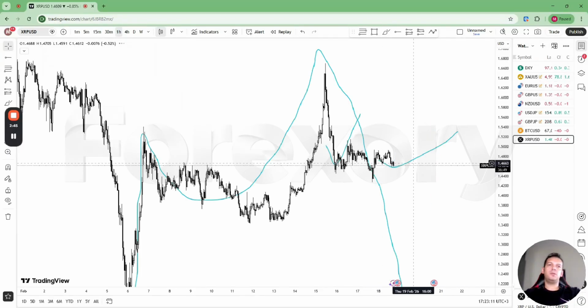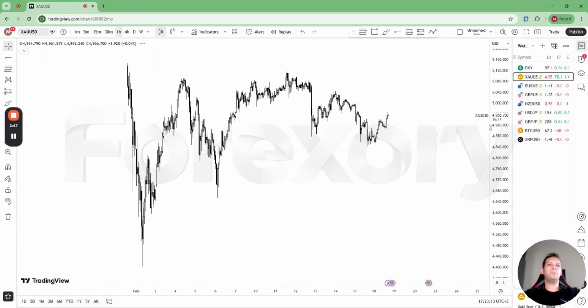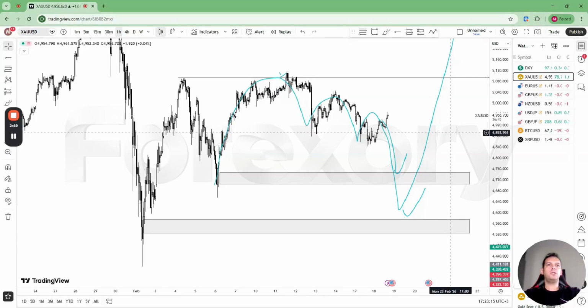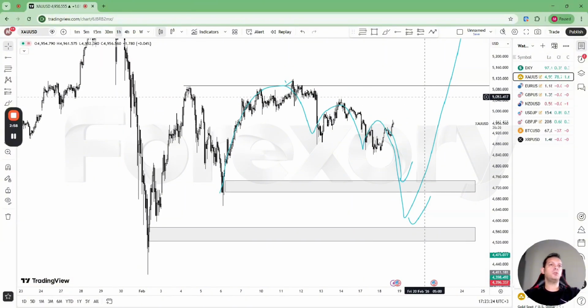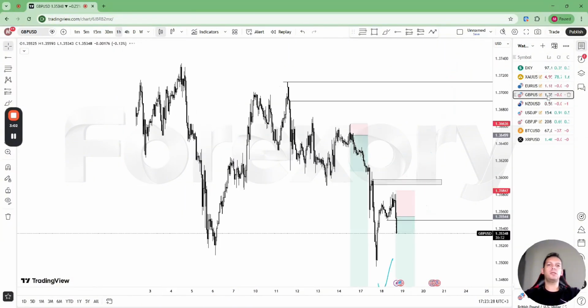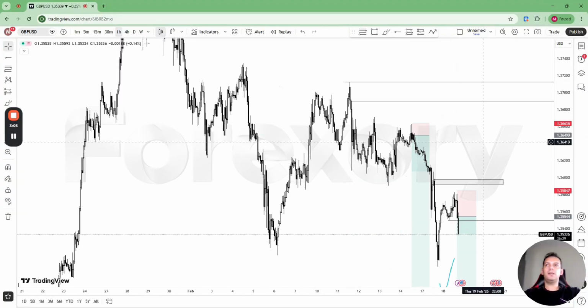XRP is still in the same place for now. Gold also hasn't done anything special yet. It's still in the same zone, but I think it might have a drop. That's what I think. As I said, gold isn't my focus, but let's see what happens. So let's get to our own position, GBPJPY.